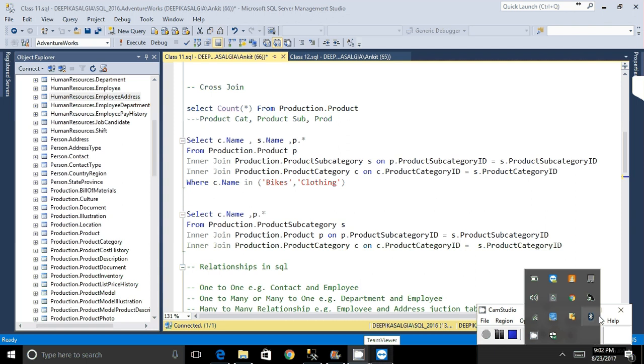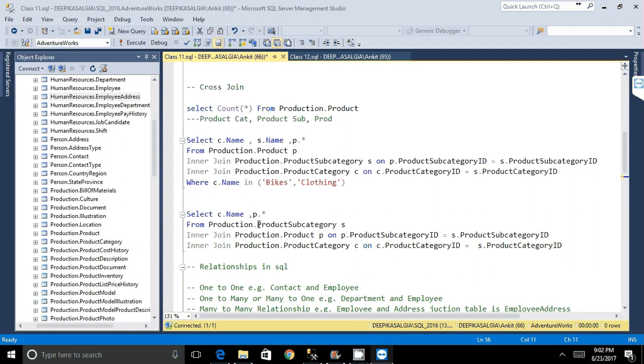In the last class, we talked about if you have to join between production.productsubcategory and the category table in order to get, for each product, what's their name, what's their subcategory name, and what's the product name. So we have to find out for each product what is their subcategory and what is their category.